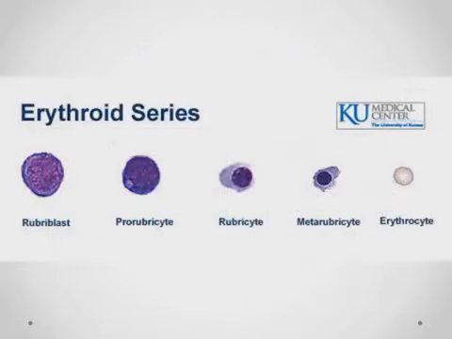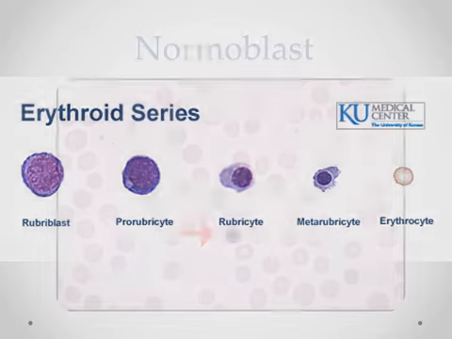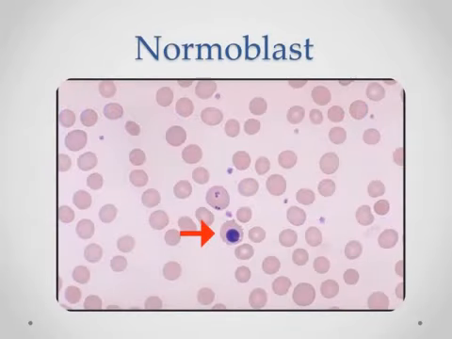This is the maturation of the erythroid lineage. This is the pro-normoblast, early normoblast, intermediate normoblast, late normoblast, and mature red blood cells. If we talk about this cell, it is called normoblast.